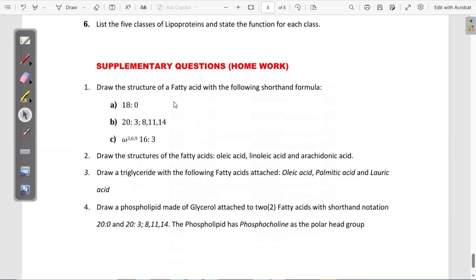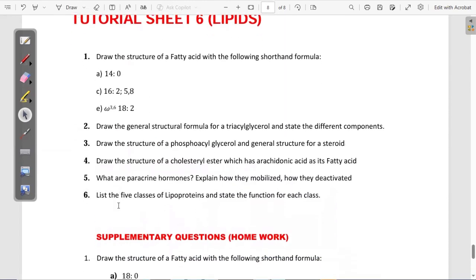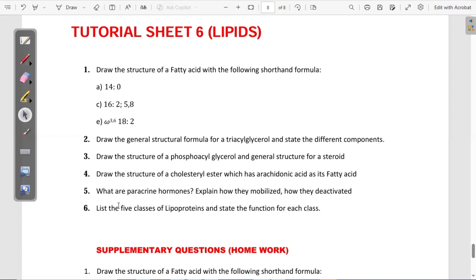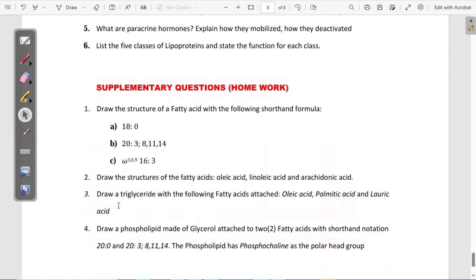There are supplementary questions here, 4, and then the first questions here, there are 6. So we're going to look at all that, like how to draw the fatty acids that have been given in the shorthand formula, how to draw the structure of triglycerols and the like. How to draw structures for triglycerides. Okay, how to draw structures for phospholipids, like question number 4 there. We're going to look at all that.